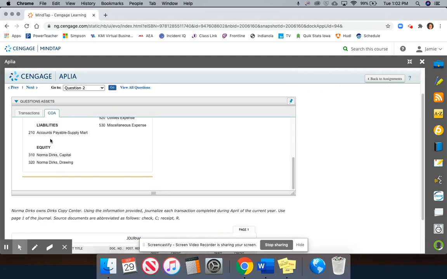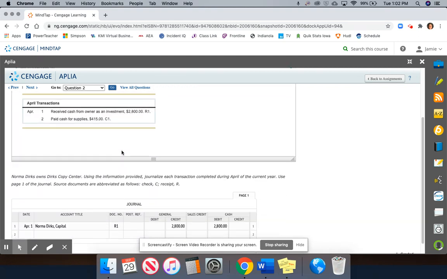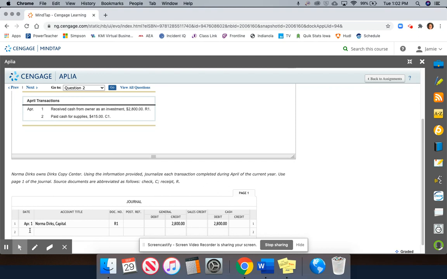Moving on to transaction number 2, we paid cash for supplies on the 2nd, $415, C1. So after the first line where we type in April, we don't need to type the month every single time. So I just need to put a 2. So on the 2nd, we paid cash for supplies. I always like to get in the date and the source document. So the 2nd and C1.